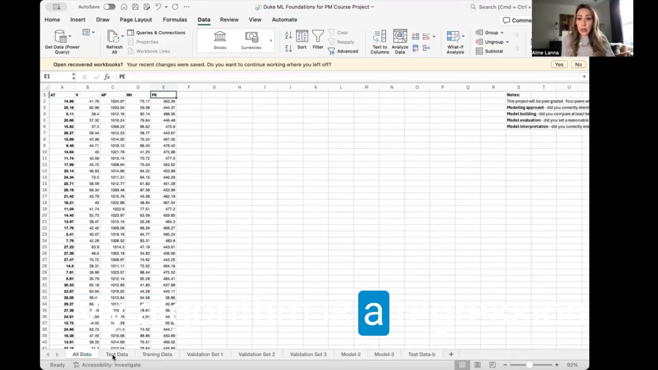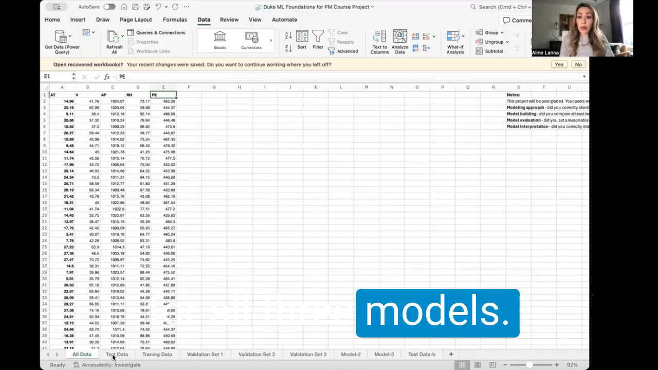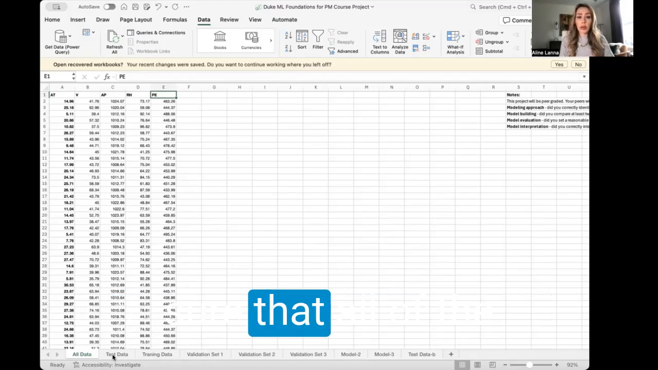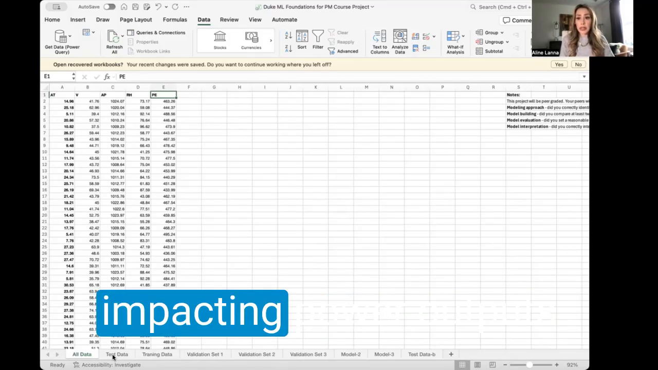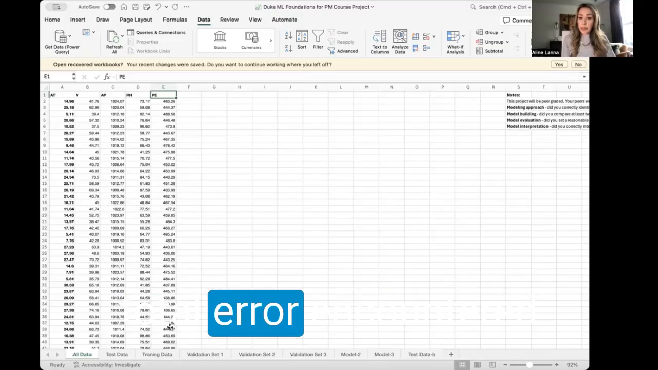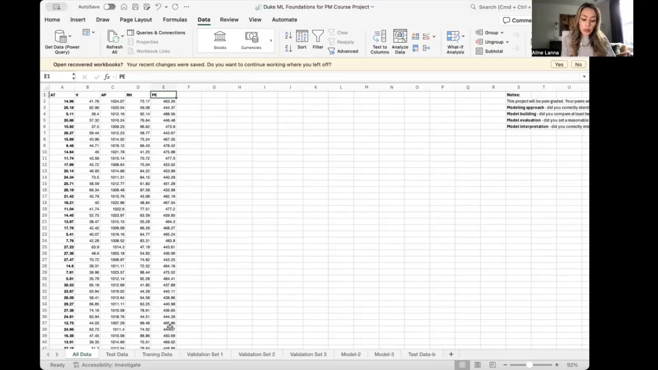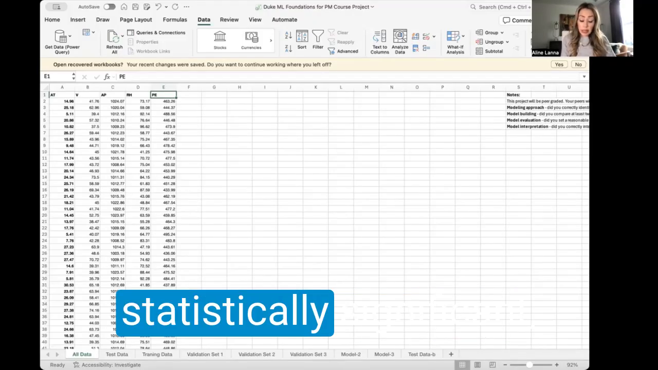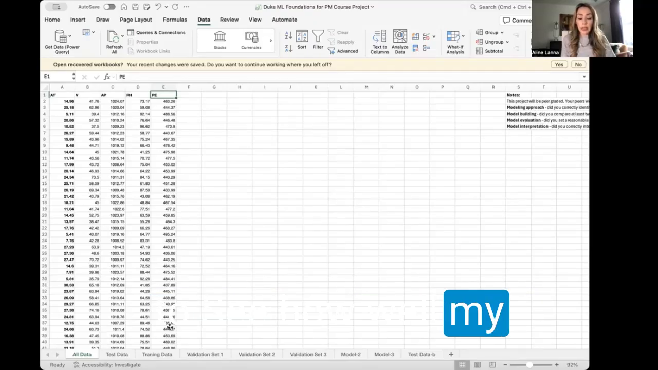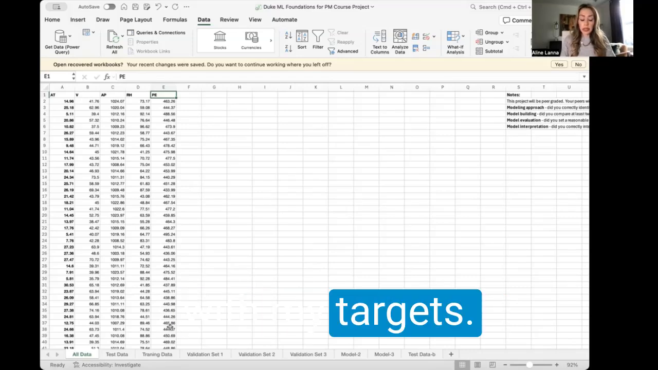My algorithm is a regression for all three models. I have different combinations of attributes because I want to make sure that all of the variables are actually impacting power outputs. For the model evaluation, I am looking at the total error encountered with each model. I'm also looking at the p-value, whether my attributes are statistically significant, and the R square to see how well my attributes correlate with my targets.